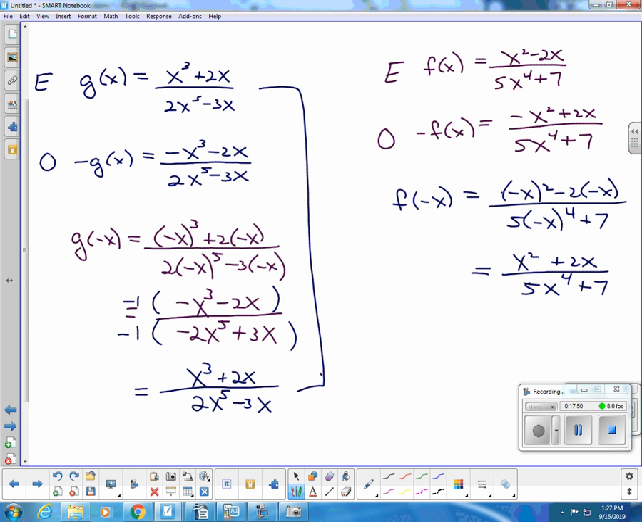And I look, and it does not match my even. It does not match my odd. If I switched everybody's sign, top and bottom, it still would not match either of those, correct? So this is a neither. Okay? That makes sense?